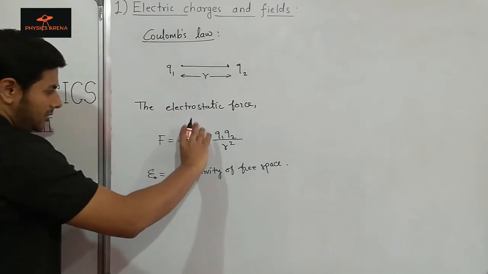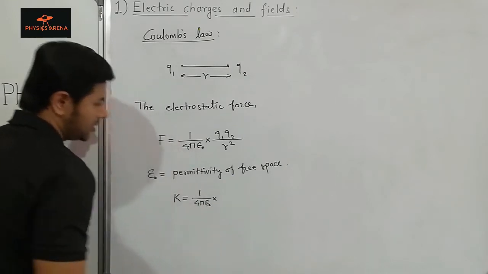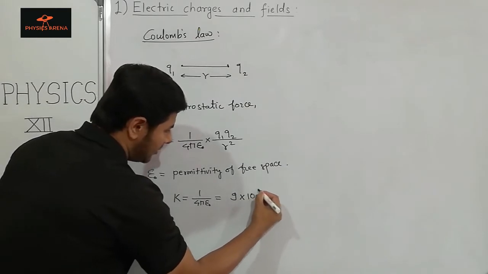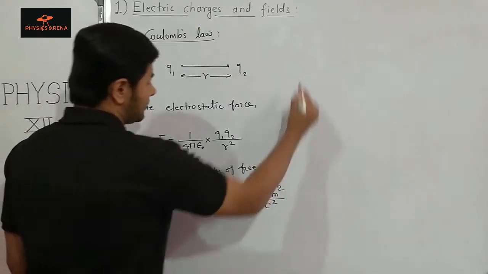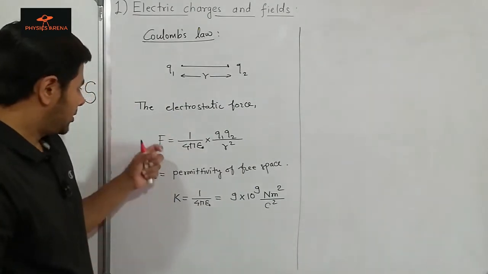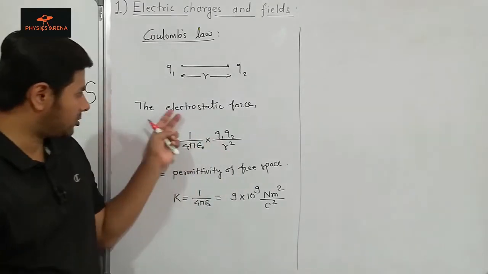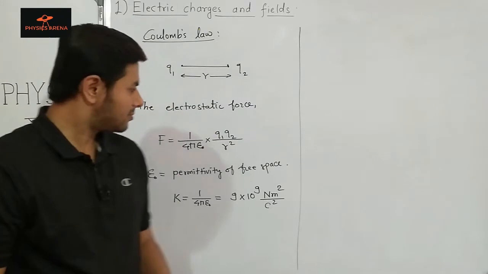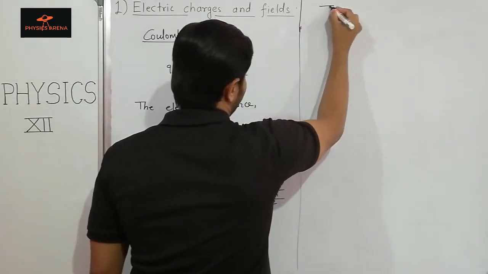Now let us write this constant as K equals 1 over 4 pi epsilon naught, and its value is 9 multiplied by 10 raised to 9 Newton meter squared per Coulomb squared. So this is the Coulomb's law. Now let us compare this force, the Coulomb's force or the electrostatic force, with the force of gravity to find out its strength. So suppose we have two electrons.